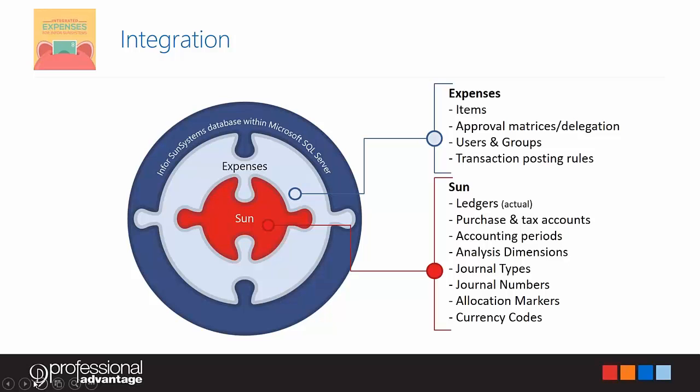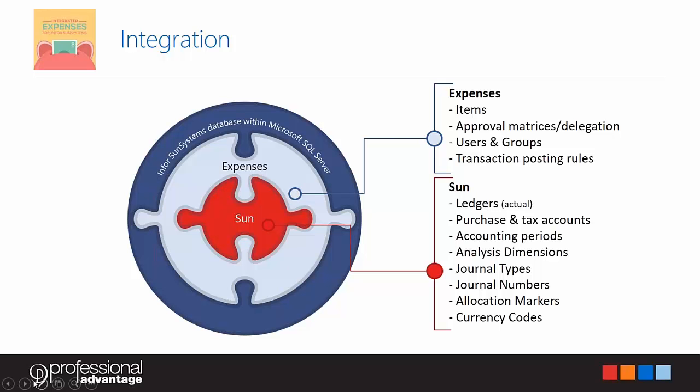So I just wanted to touch on the integration between expenses and Sun. Here I've got a graphical representation of how expenses and Sun fit together. In expenses you define the items that your users are able to raise an expense claim against. You define your approval matrix within the expenses module as well. As I mentioned, there are various parameters that you can have your approval matrix running off of. You also define your expense users and expense groups within the expenses module.